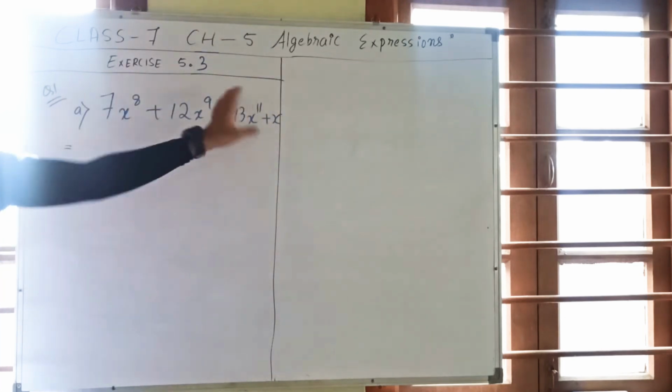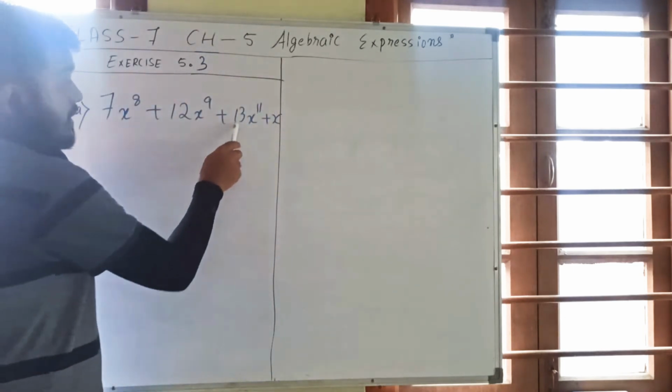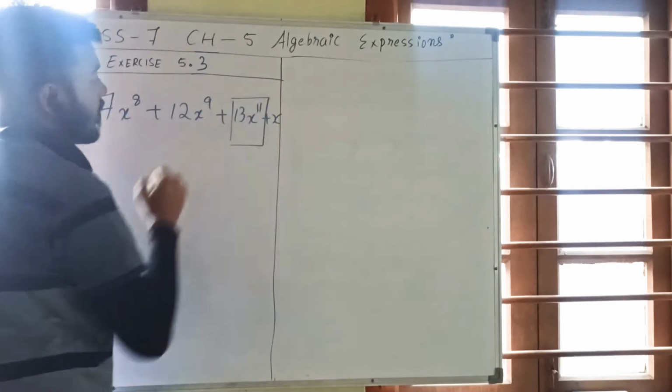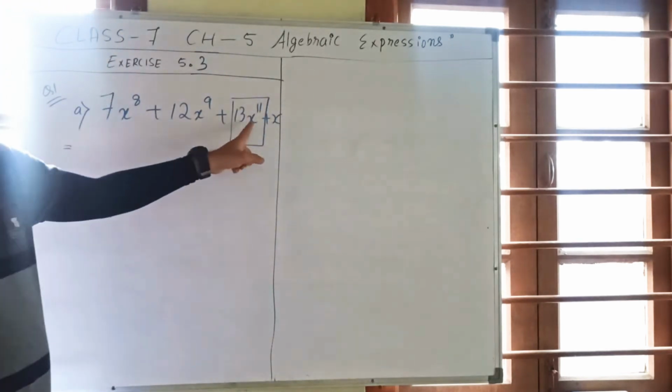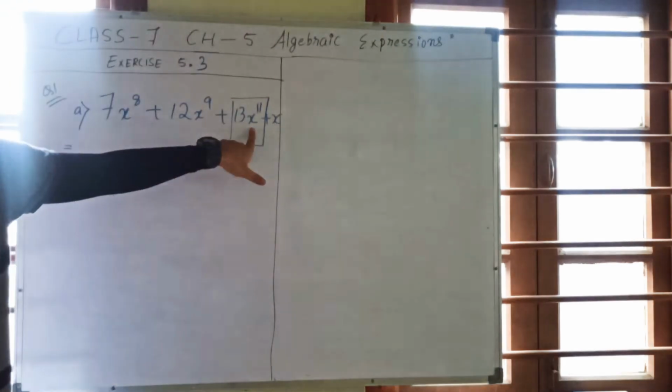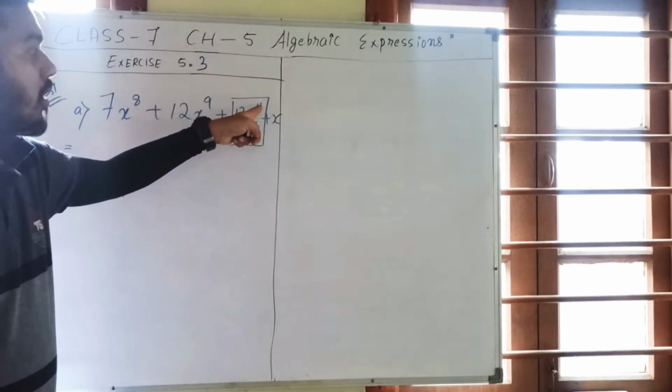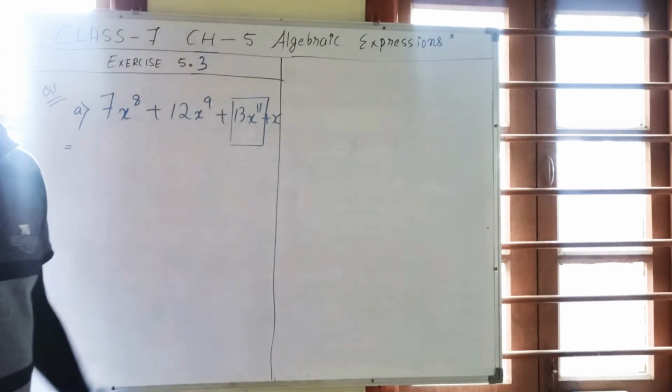Now what is the highest number here? The highest number is 13, right? Yes or no? And with the 13 we have the variable x, and it has the highest power also, 11. Correct? So the power with the highest number is called degree.